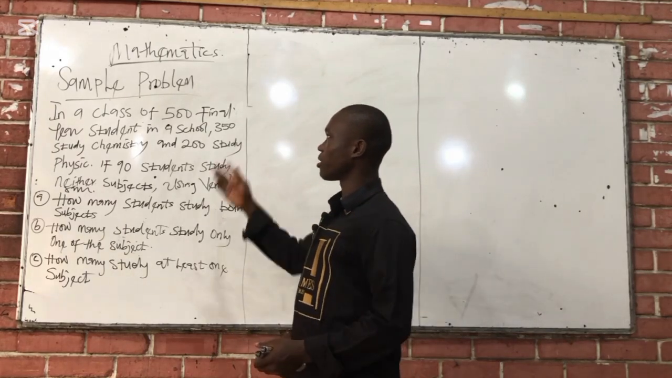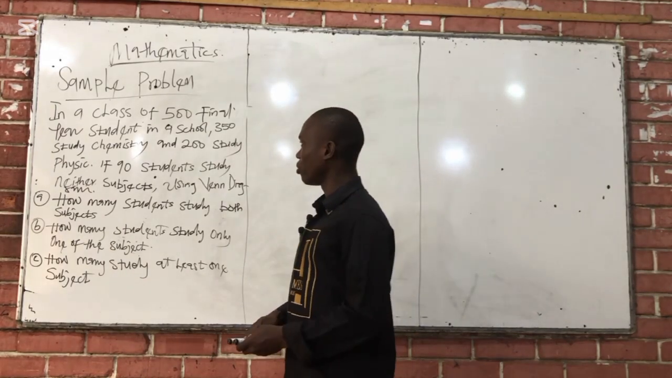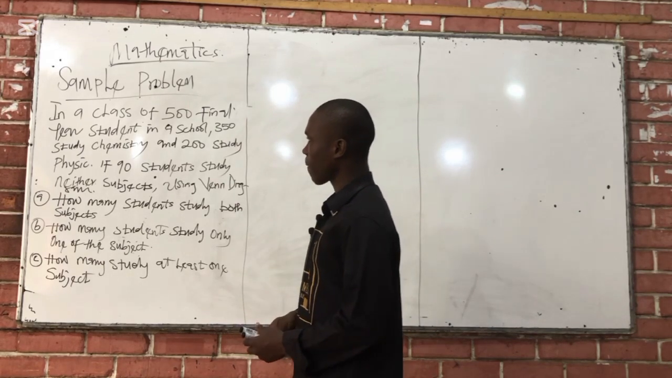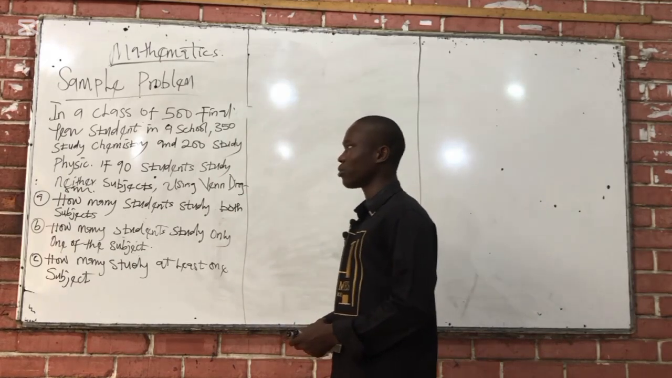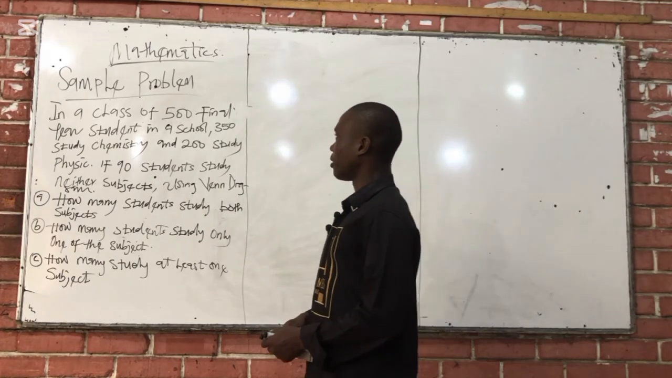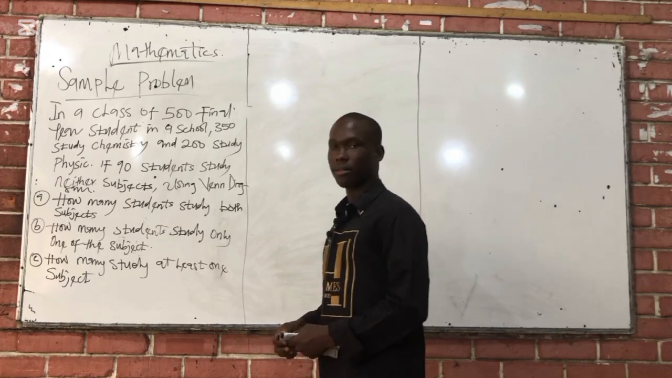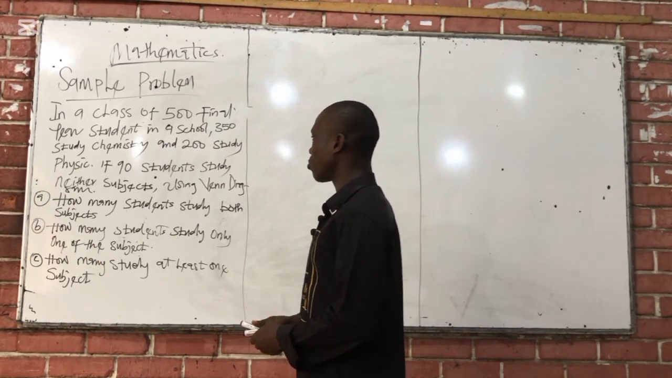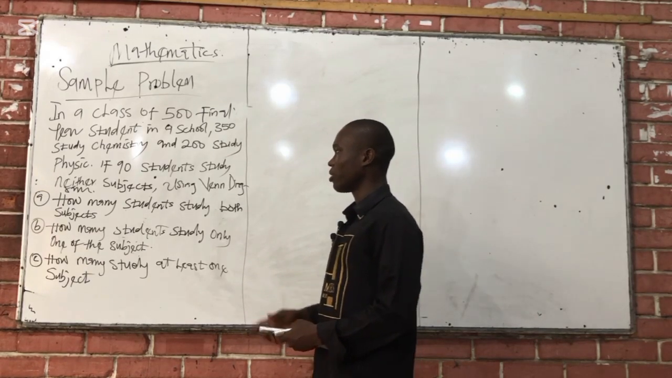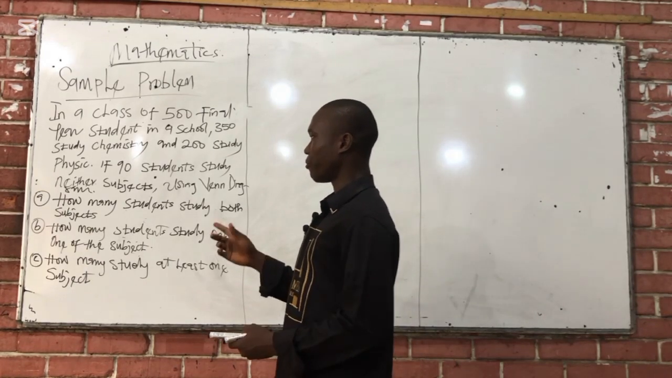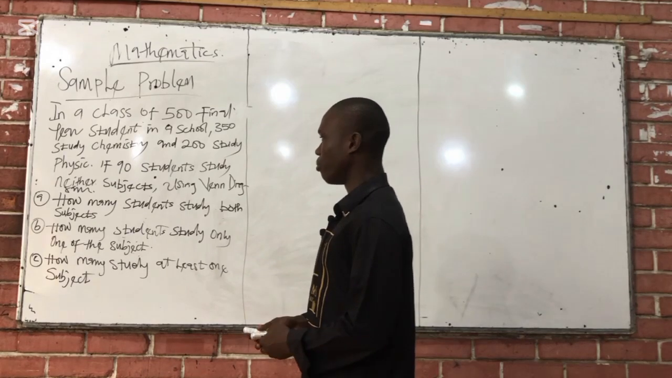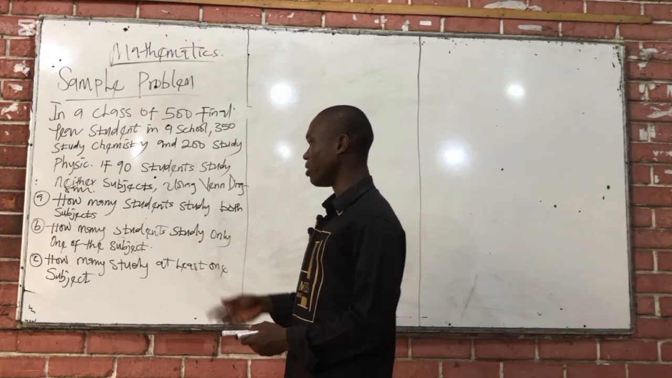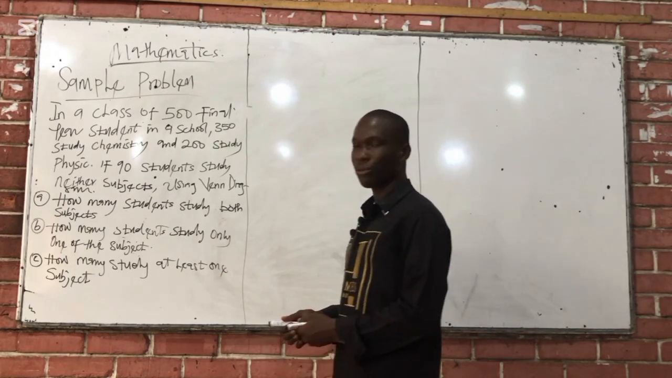In today's video, we have the sample problem on sets that we are going to tackle, and that problem reads as thus. In a class of 500 final year students in a school, 350 studied chemistry and 200 studied physics. If 90 students studied neither subject, using a Venn diagram, find how many students studied both subjects, how many students studied only one of the subjects, and how many students studied at least one of the subjects.